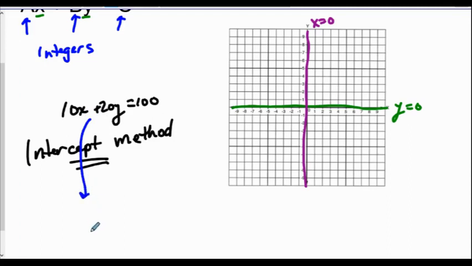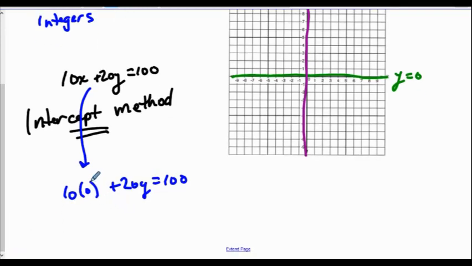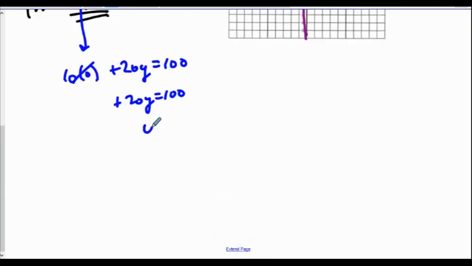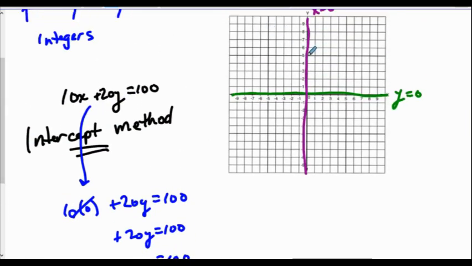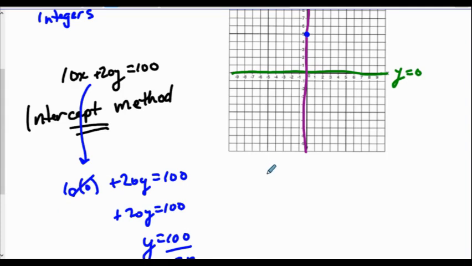So what I'm going to do is make x equal to 0. So what I have is 10 times 0 plus 20 times y equals 100. So this is nothing. 10 times 0 is 0. So what I have is 20y equals 100. And when I've got 20y equals 100, with a little bit of algebra, I would divide both sides by 20, and I'd find that y is 5. So what that means is that where y equals 5, I have an intercept right there. That's my y-intercept.